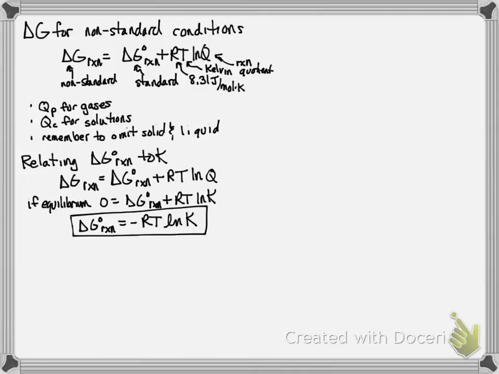Q is the reaction quotient calculated just like equilibrium constant, but under non-equilibrium conditions. So if you are at equilibrium, then Q just becomes K, and you can scooch that equation around a little bit, and you get delta G under standard conditions is negative RT natural log of K. And so that is a way to relate thermodynamics and equilibrium constant, as we will develop further.